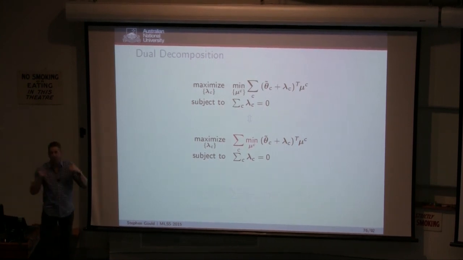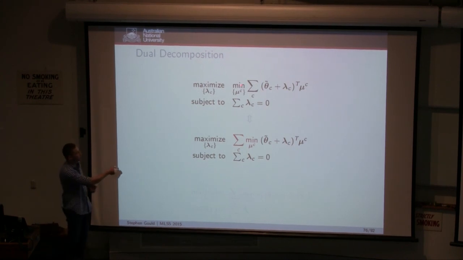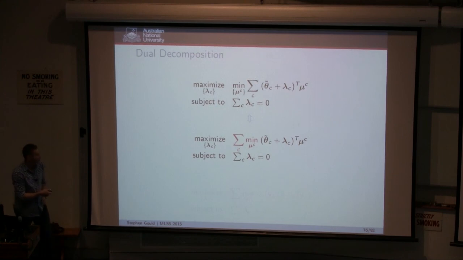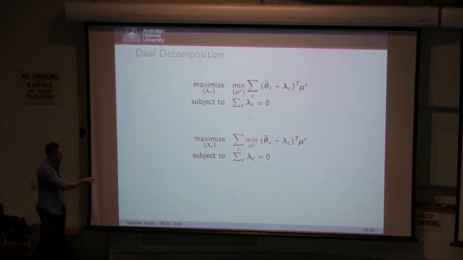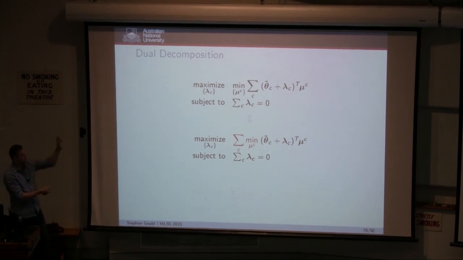And so the same trick that we used in message passing applies here. I can push this minimization into the sum. And so now, instead of minimizing over a sum, I'm summing over a minimization. And what this allows me to do is to minimize independently over each of these copies of the variables. Okay?